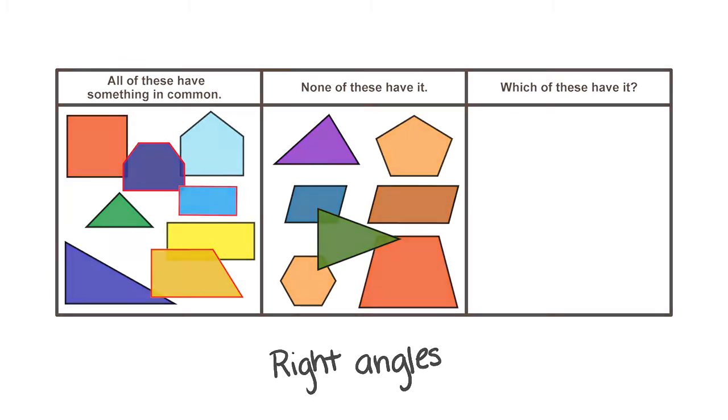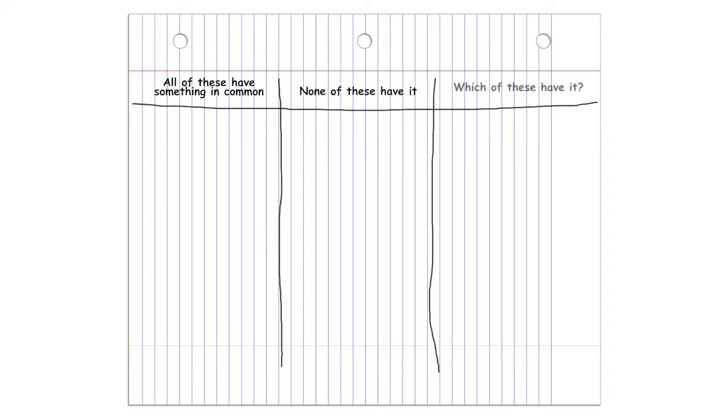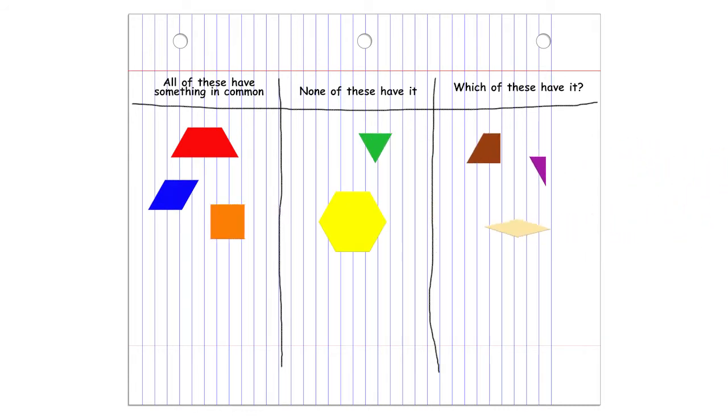Students are given the opportunity to divide a large sheet of paper into 3 columns with the appropriate headings of all of these have something in common, none of these have it, and which of these have it. As students work through attributes of different shapes, they will learn to sort shapes according to specific attributes.